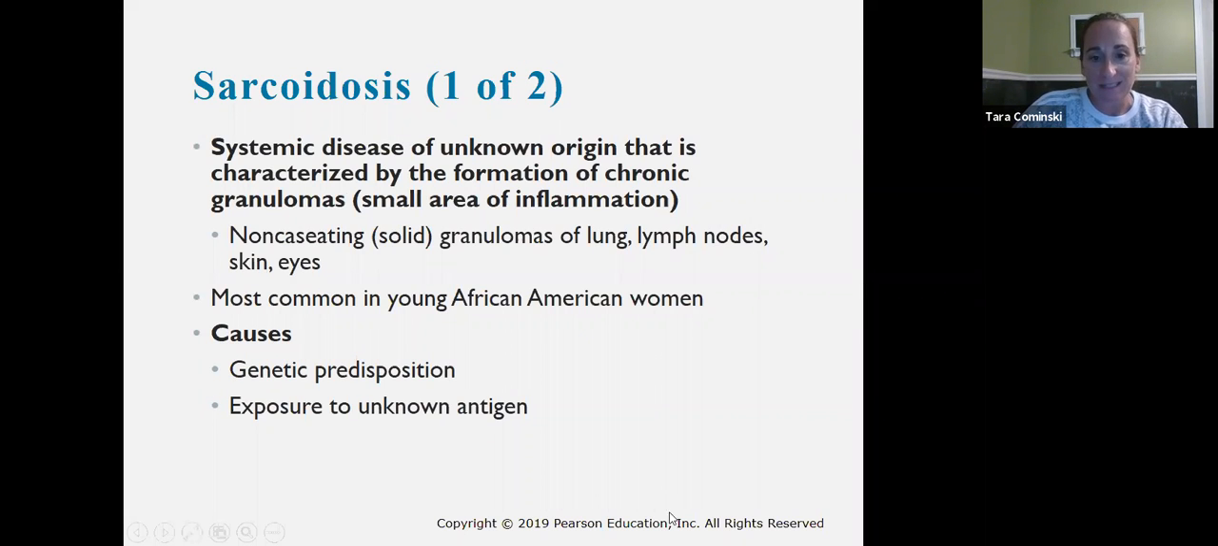Okay, I believe this is the last 2 slides here. Yeah, okay, so sarcoidosis is another disorder, okay? And here, you're not getting fibrosis, right? You're actually getting the formation of areas of inflammation called granulomas, okay? And again, this is of unknown origin. You end up with these granulomas not only in the lung, but in other places as well, in the lymph nodes, the skin, the eyes. And it is most common in young African-American women. And again, in terms of causes, we don't really know. Seems to be a genetic predisposition. There could be some sort of exposure to something that's triggering that disease process, but we don't really know what.